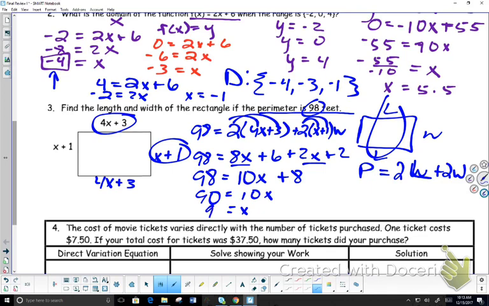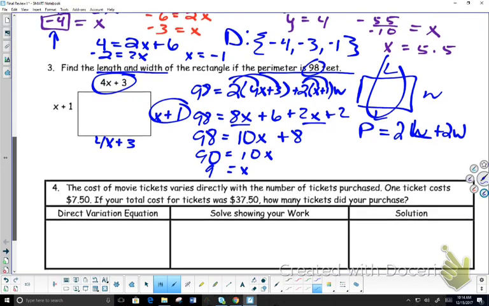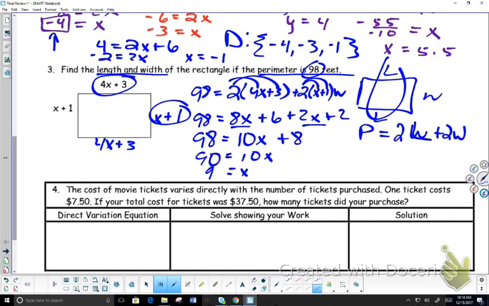This would be that moment when we think we're done. But more than likely, in this case, it's asking for the length and width. And if this were multiple choice, I can promise you this x equals 9 would be an answer in your multiple choice. To actually find the length and width, you're going to have to plug it in.